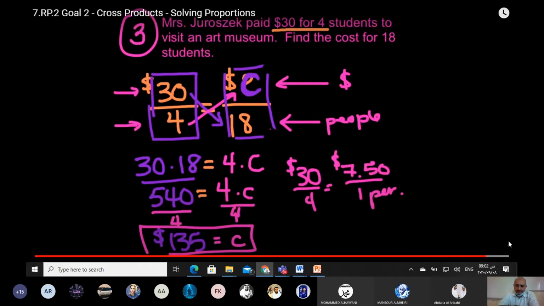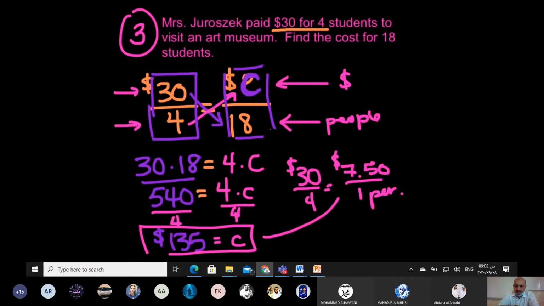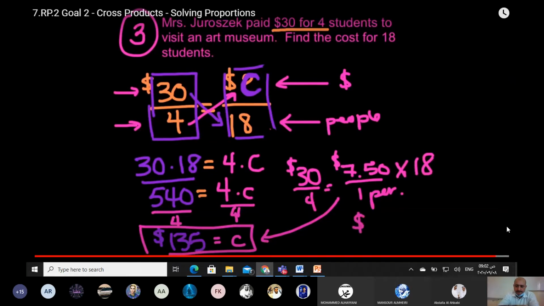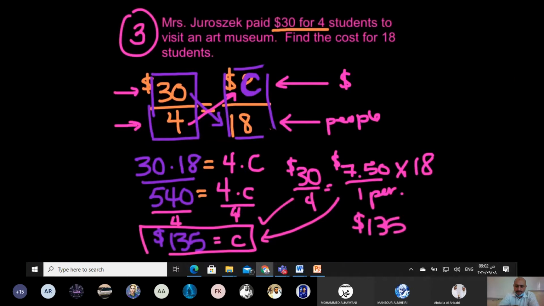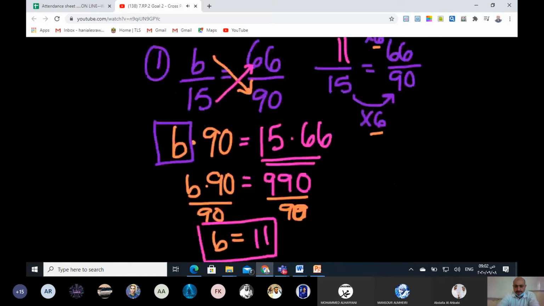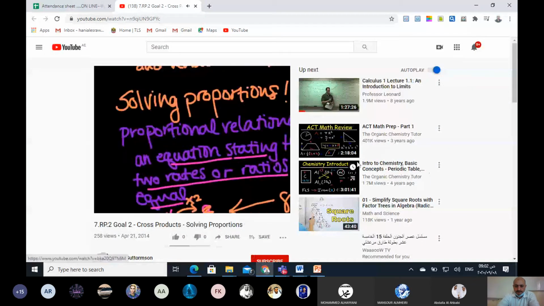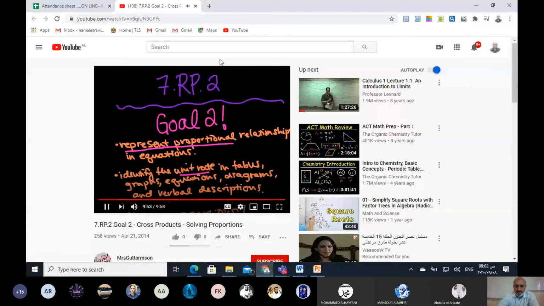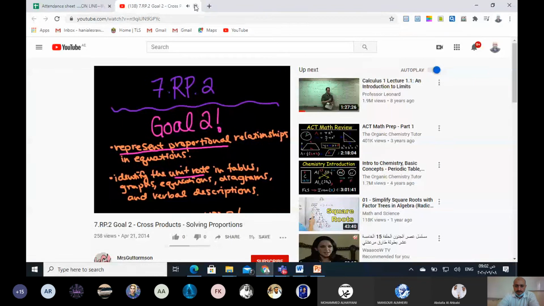And that's pretty good. So essentially this $35 should be 18 times that $7.50. If I multiply $7.50 by 18, I get $135. So this checks out. It's all set and ready to go. I hope this helps. Use this concept of cross products to work through goal number 2.